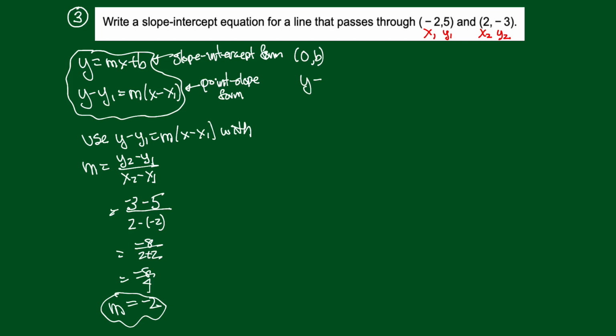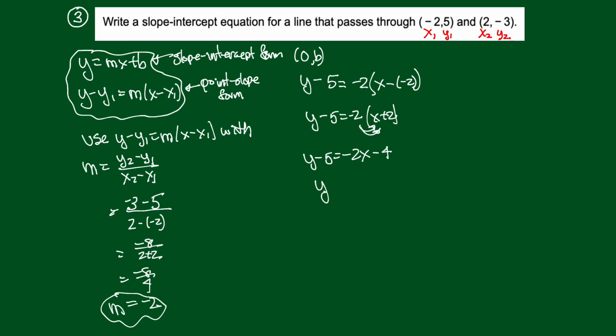So we will get y minus y1. The first y I see is 5, equals m, negative 2, times x minus x1, but x1 is negative 2. So this will be y minus 5 is equal to negative 2 times x plus 2. I'm going to distribute. So we'll get y minus 5 is equal to negative 2x. Now negative 2 times positive 2 is minus 4. Let's add that 5. So we'll get y equals negative 2x. Now what do you get here? Negative 4 plus 5 is plus 1.